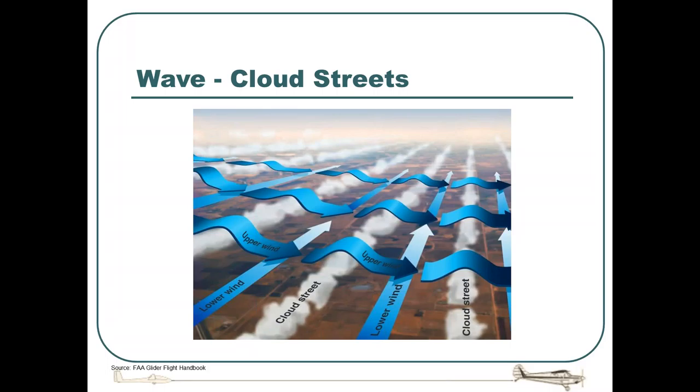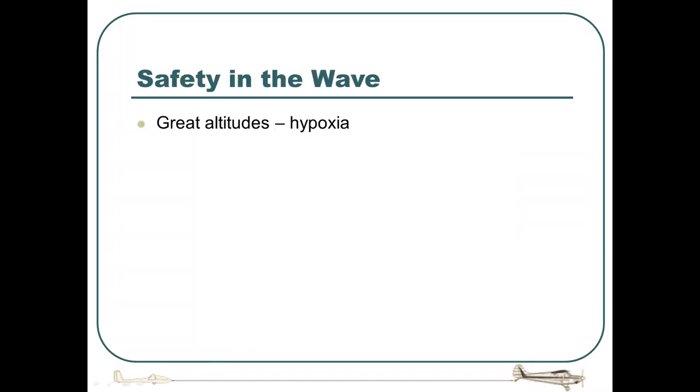Once again, another picture of exactly what happens in the upper winds when the upper wind is crosswind to the lower winds. And we get a lot of this happening in our neck of the woods, where you've got totally different wind directions and altitude. It's quite remarkable how that happens.